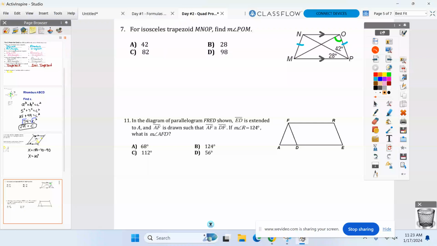Any plans out there? Any plans? Think you got something, Zeke? Angle PNO is 28 because parallel lines alternate interior. Oh, okay. So you're going this one right here? Yeah, I'll agree with that. Absolutely. That's 28. That's an alternate interior angle.